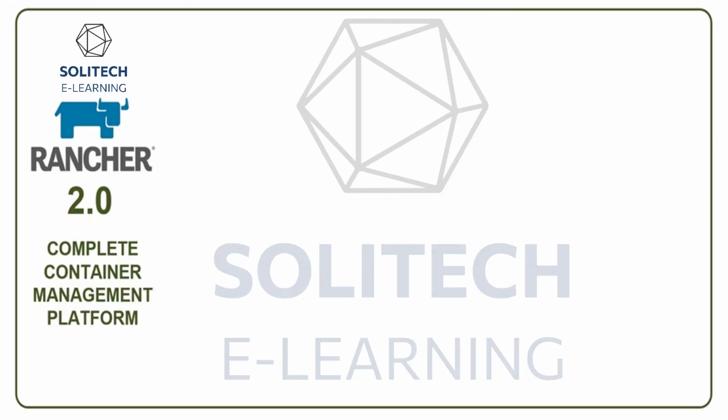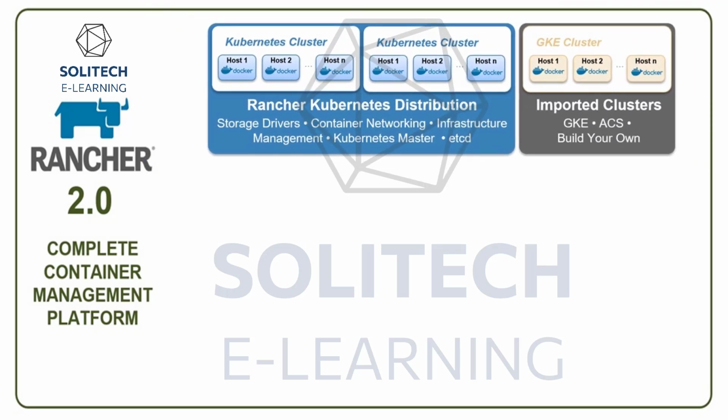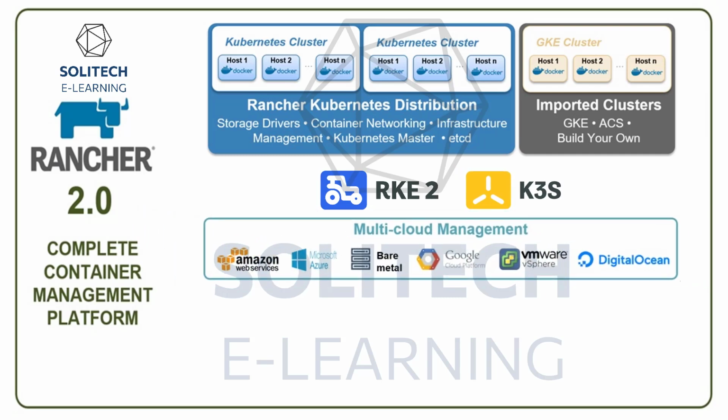Let's start with the basics. Rancher is an open-source Kubernetes management platform that gives you centralized control over multiple Kubernetes clusters across any infrastructure. Centralized multi-cluster management: manage all your clusters from a single pane of glass. Simplified deployment: easy cluster provisioning with RKE, K3s, or managed cloud services.